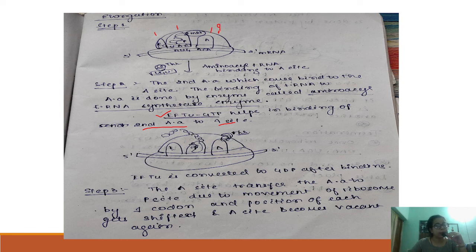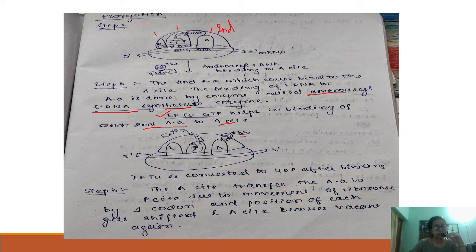Now the second amino acid which will come will be binding to this A site. So the binding is mainly helped by one type of enzyme, that is amino acyl tRNA synthetase. Along with that certain elongation factors also help, that is EF-Tu, which uses GTP as an energy source for the binding of the second amino acid. Here threonine is bound. Okay, first methionine was bound, now threonine is bound in the second site. Now what will happen? After binding, the GTP will be converted into GDP. Okay, next step 3, what will happen?